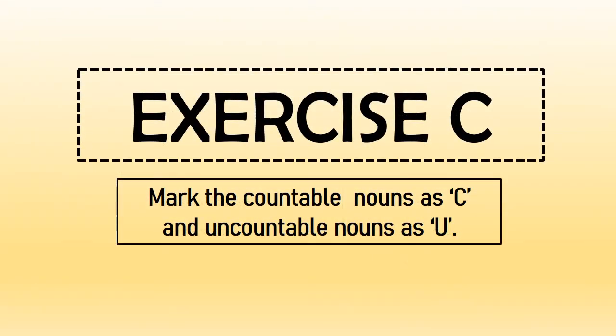In exercise C, you are asked to mark the countable nouns as C and uncountable nouns as U, as we have already done with countable and uncountable nouns. In the last video lecture, I explained the difference between them. So here you have to see if the noun is countable, then you will write C before it. If it is uncountable, then you will write U before it.